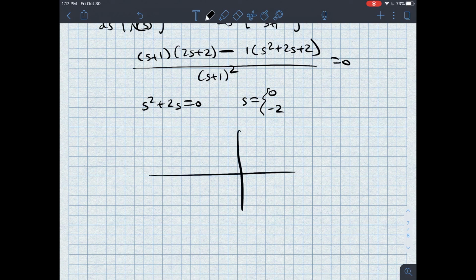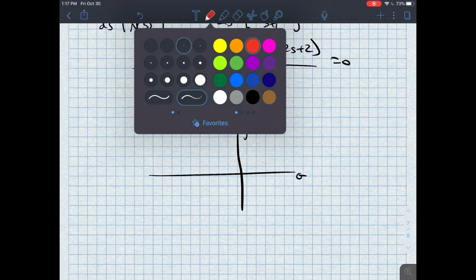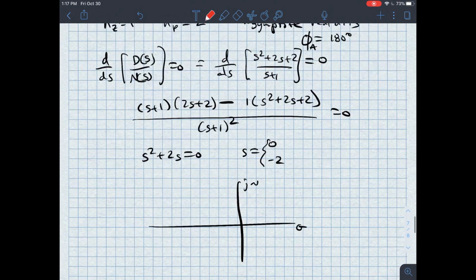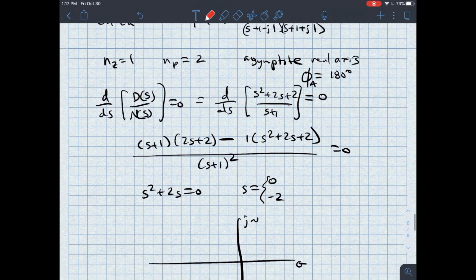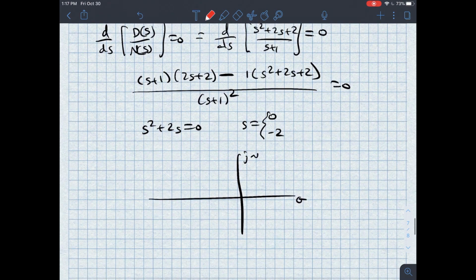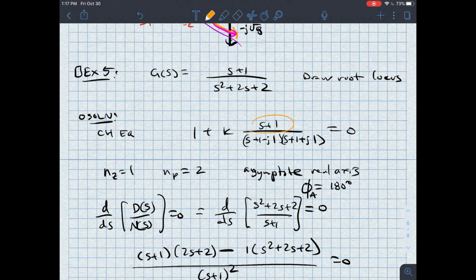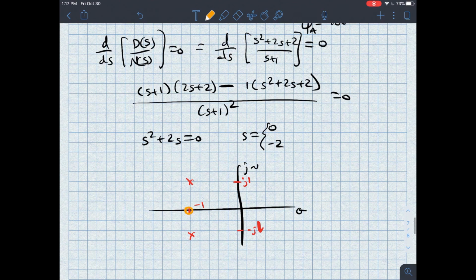So here's sigma and j omega, real and imaginary axes. Let's draw the poles. The poles are located at, I already factored them here, negative 1 plus and minus j1. So if this is j1 and negative j1, and let's say this is negative 1 over here, then I've got poles located up here and down here. Nice complex conjugate pair. And then I've got a 0, and that 0 is located at negative 1. So I've got a 0 here.